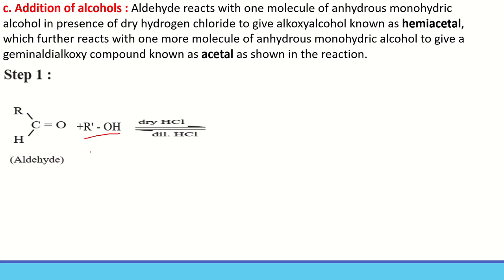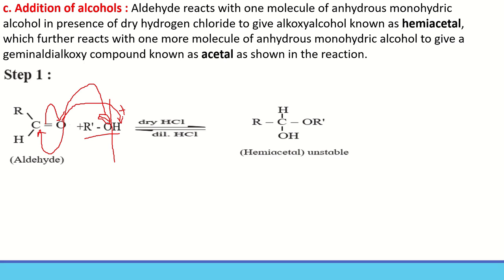Okay. Now this ROH dissociates this way. A hydrogen acquires positive charge and RO acquires negative charge. Okay. This negative part will approach the carbonyl carbon. Pi electron again shifts towards the oxygen. Oxygen donates the electron to the hydrogen. We will get the hemiacetal.